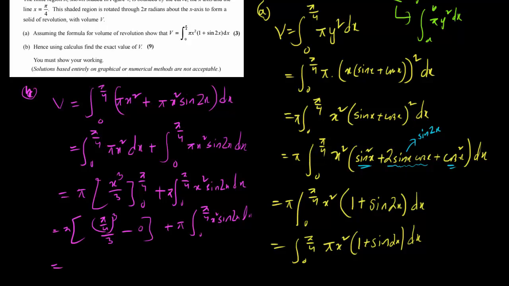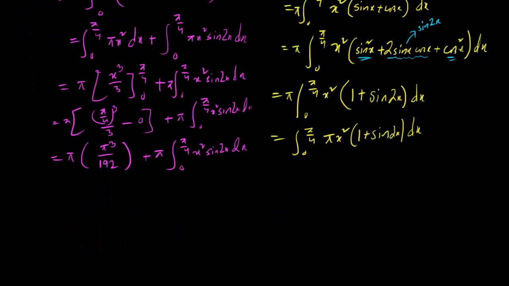So this turns out to be pi cubed by 64. There is a pi outside, and this turns out to be pi cubed divided by 4 cubed, which is 64, divided by 3. So this turns out to be 192, and we have this pi times the integral from 0 to pi by 4 of x squared sine twice x dx. This pi is outside. Now we obviously know that this is going to be integration by parts.